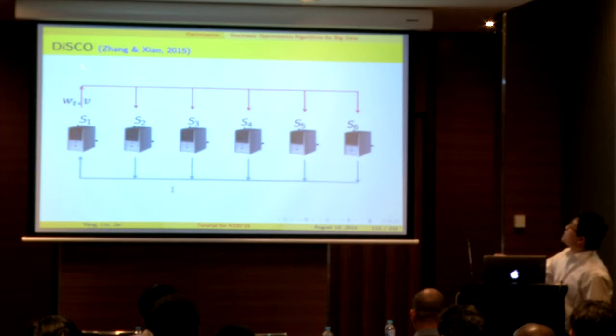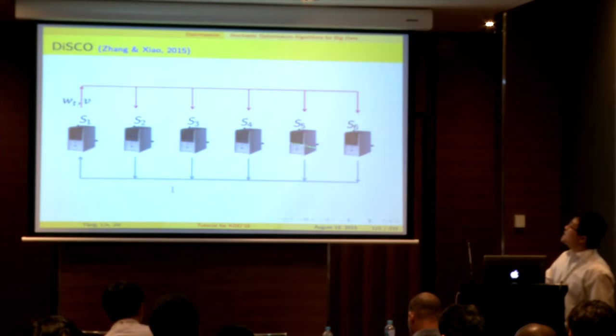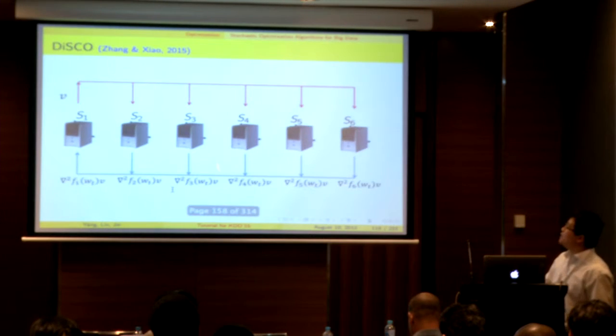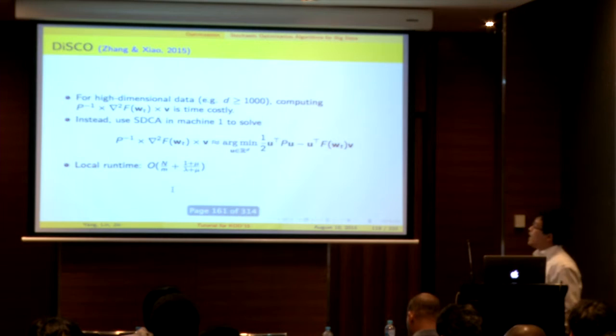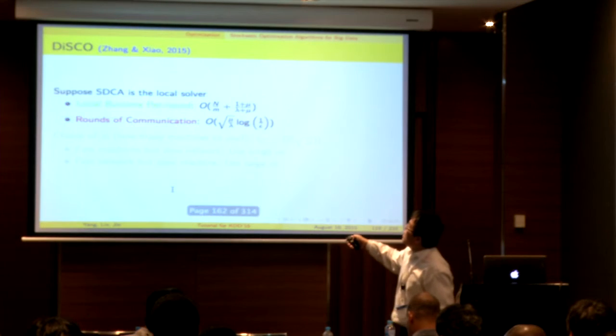If you look at what DiSCO does, it evaluates the solution VT and sends it to each machine, and asks each machine to construct the local Hessian, and then multiply it by this V, add the results together, do some preconditioning, and send it back to the first machine. So the first machine gets a new V and sends it to each one. Each machine is only used to calculate the Hessian and the Hessian multiplied by VT. And eventually we end up with the following result.